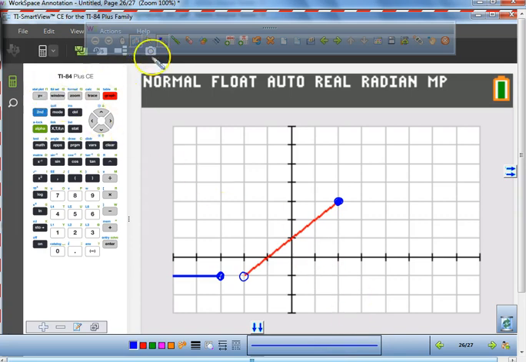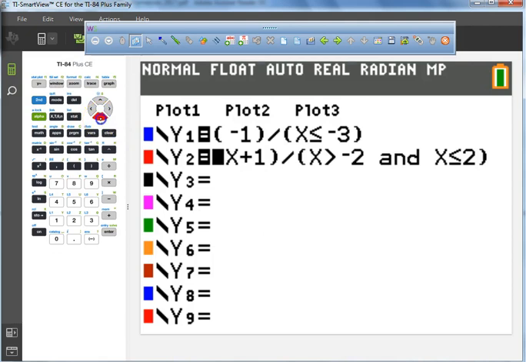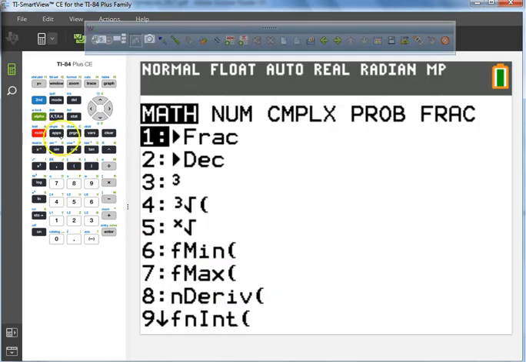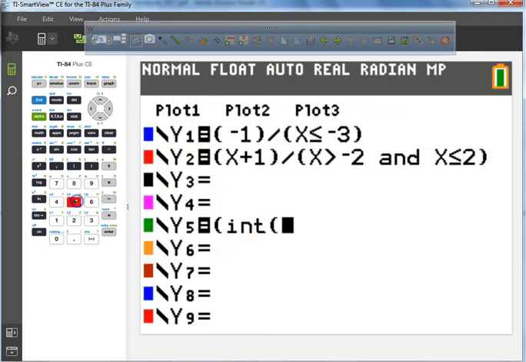The last one. The greatest integer. Go down. I'm going to go over here to green. Go down to y5. Okay. I'm going to open up the parentheses. I'm going to hit the math button and you go to the right where it says number and choose number 5, which is greatest integer.